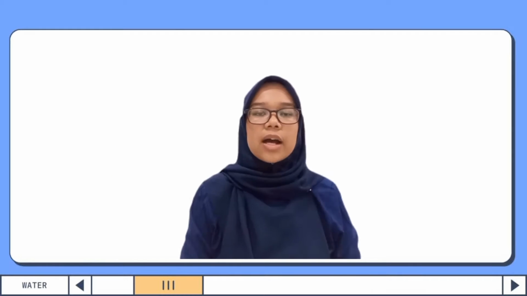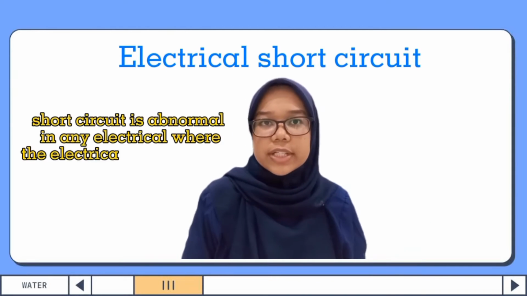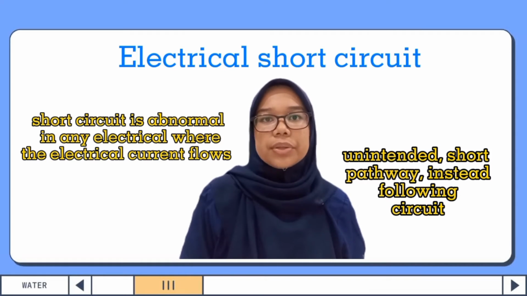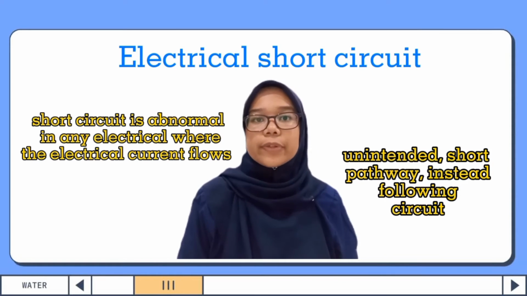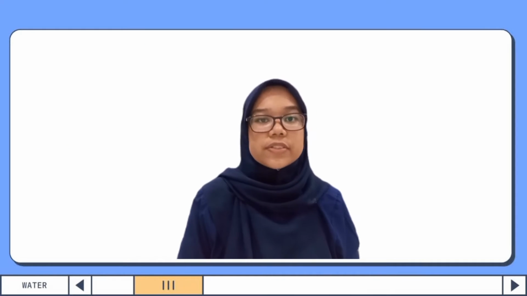The other defect caused by water is electrical short circuit. What is an electrical short circuit? A short circuit is an abnormality in any electrical circuit where the electrical current flows through an unintended shorter pathway instead of following the circuit.